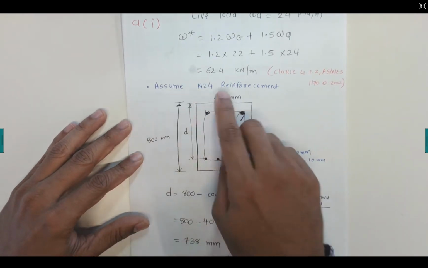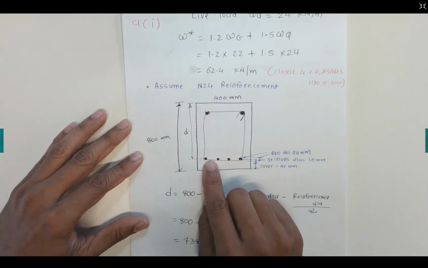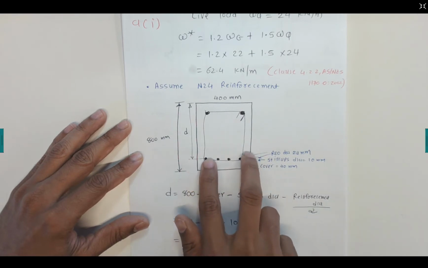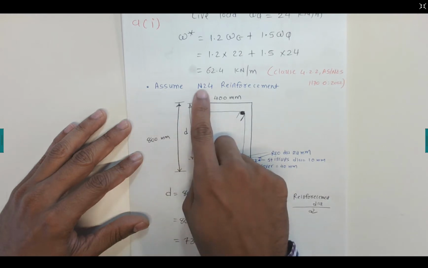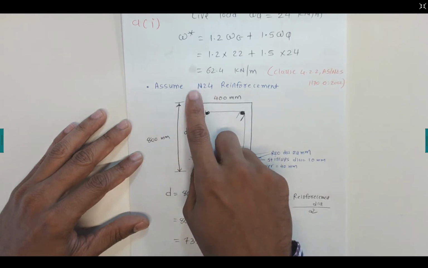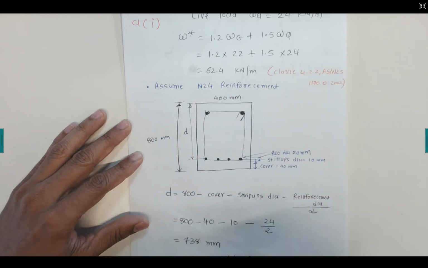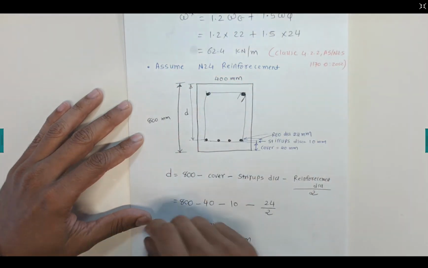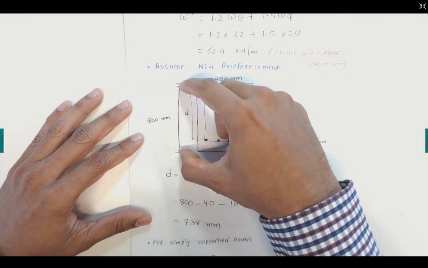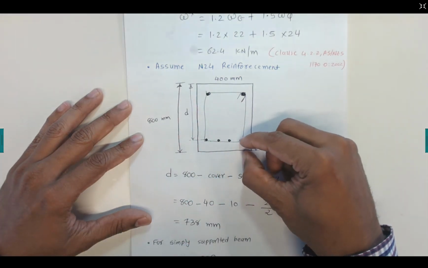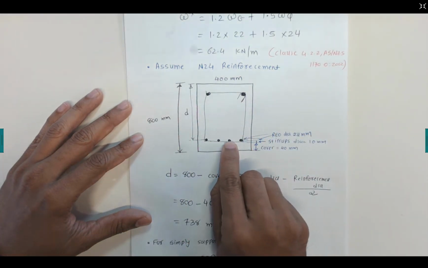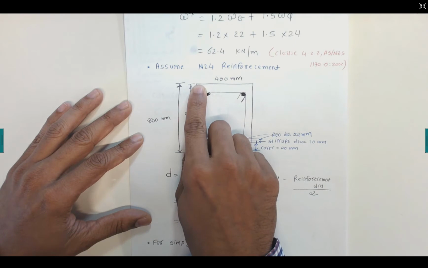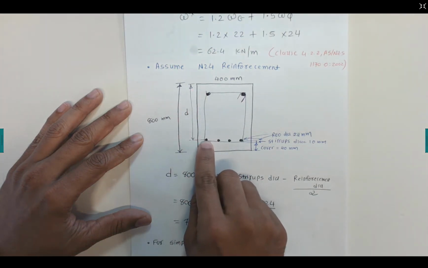Now we need to assume, because we need to calculate the tensile reinforcement here at the bottom. We don't know the area of tensile reinforcement, so we assume it is diameter 24 N bars. Now first of all, we need to calculate this small d. Small d is nothing but the overall depth minus the cover minus the stirrup diameter minus the half bar diameter. So it's just measuring from the top of the beam to the center of these reinforcing bars.